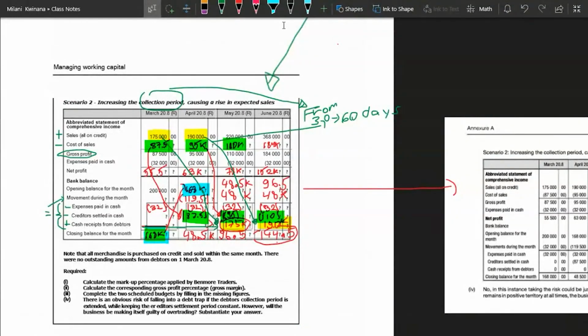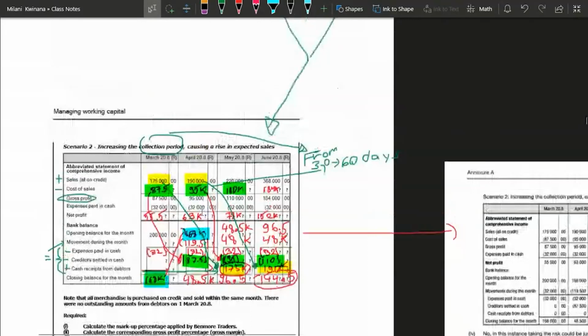Please do not neglect the principle. Don't just memorize the question. If you memorize a question, you will fail. Understand the principle. This is a very simple question of principle. They want to see if you understand the debtor collection period or the creditor settlement period. That's all they want to see. And they want to see, if you are paying the money later than you are collecting the money, what is going to happen?